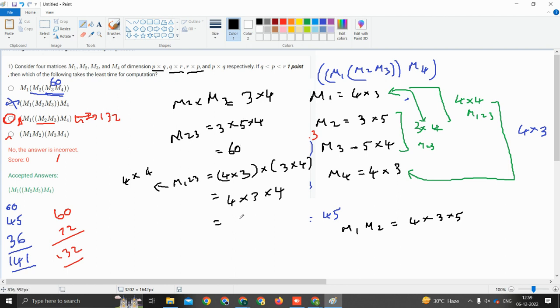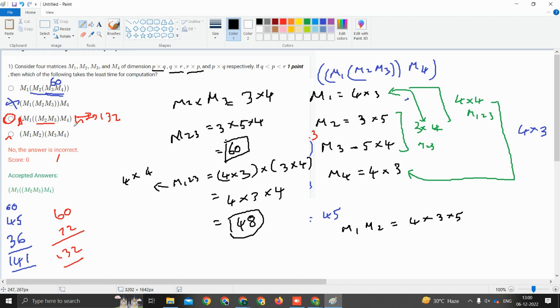So how much is this? 48. 16 into 3 is 48. Am I right or wrong? Yeah, you are right. No problem, no problem. Okay, so we got M1, 2, 3, right?